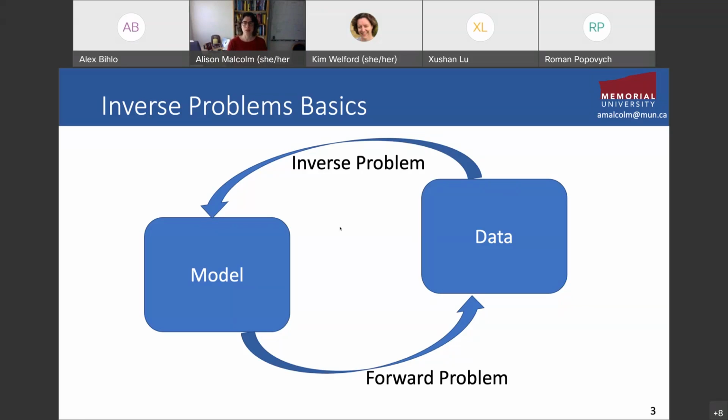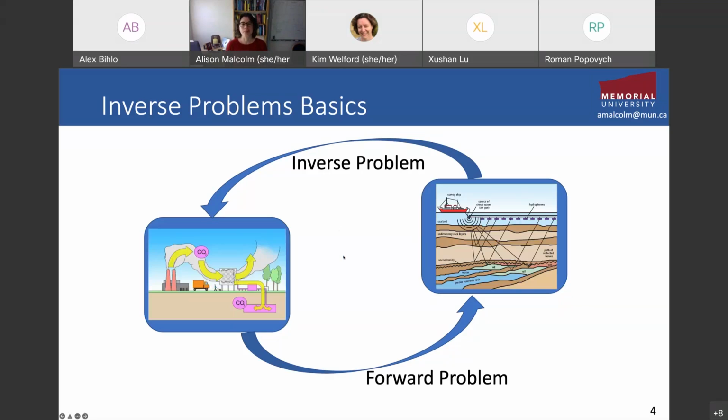In my particular problem of choice, the forward problem is to take a model of the subsurface, which could be the sedimentary layers in the subsurface, the layers of rock. It could be the fluids and where they've moved. And we calculate what data we would observe if we went out and did a seismic survey. And I'll tell you a little bit more about seismic surveys in a little bit.